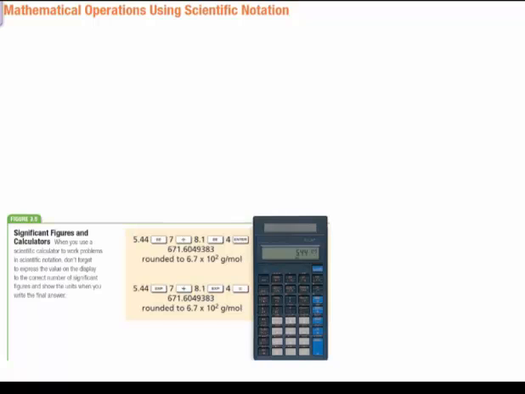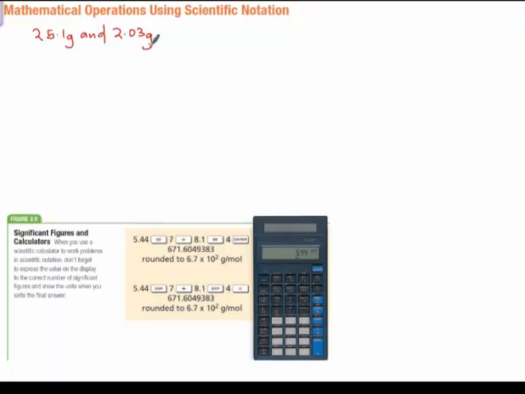So consider two mass measurements. For example, you are having 25.1 gram, and 2.03 gram.